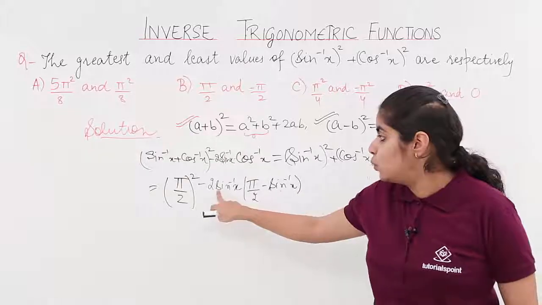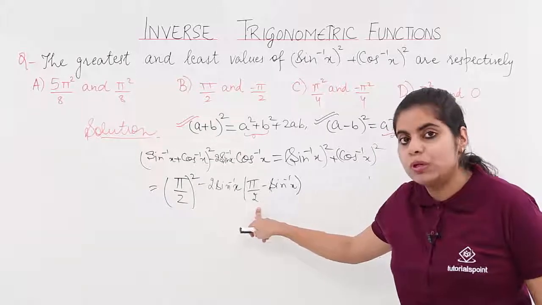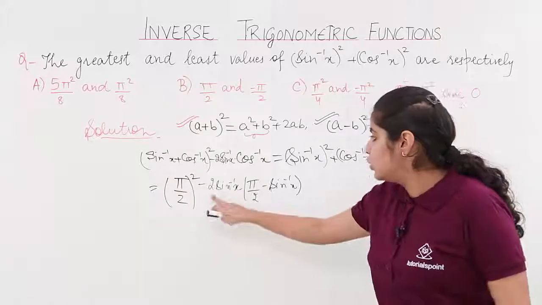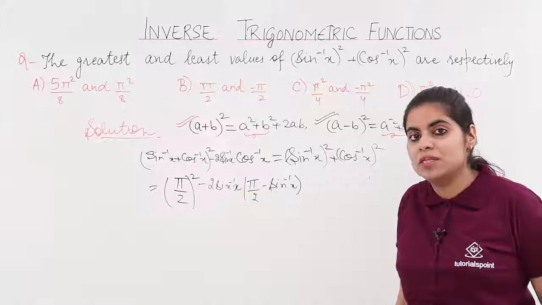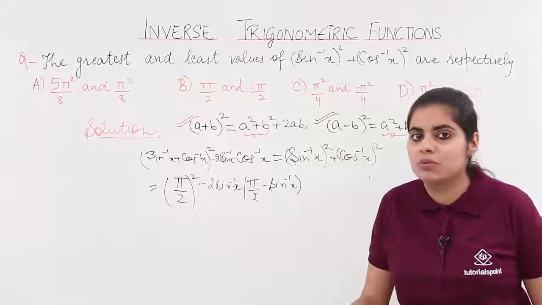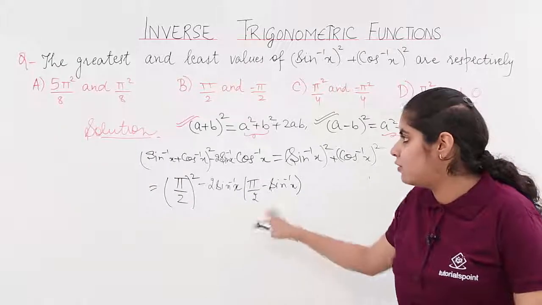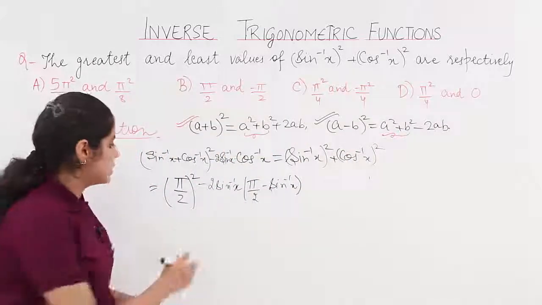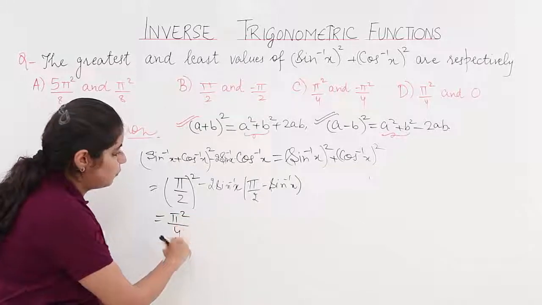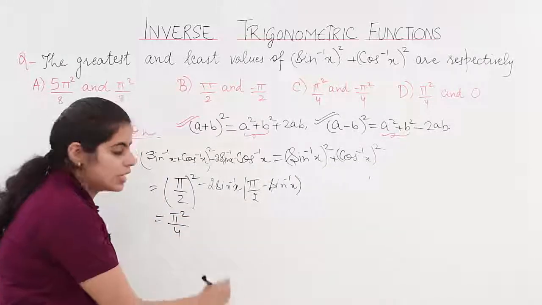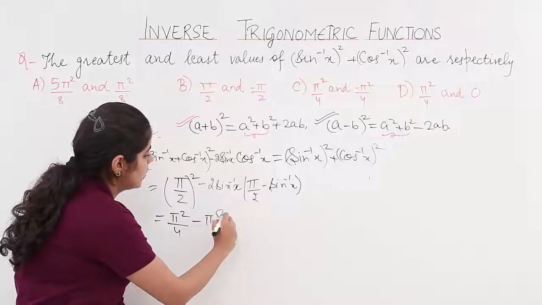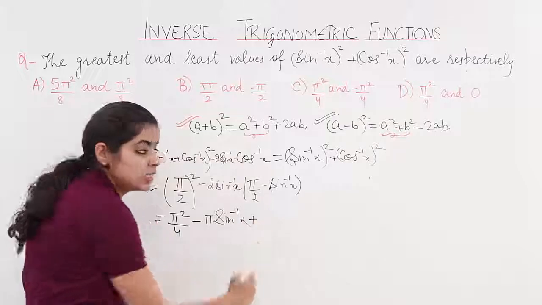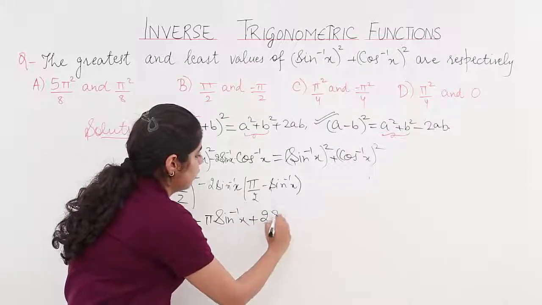Now 2 multiplied by pi by 2 will make me cancel 2 and 2, and it becomes only pi, wherein 2 sine inverse x multiplied by sine inverse x will basically be the whole square of sine inverse x. So it's completely fine. We just substitute the values and then we move forward to the other steps. Let's calculate it. It is pi square by 4. 2 and 2 get cancelled. It is minus pi sine inverse x. Minus and minus becomes plus. It is 2 (sine inverse x) whole square.